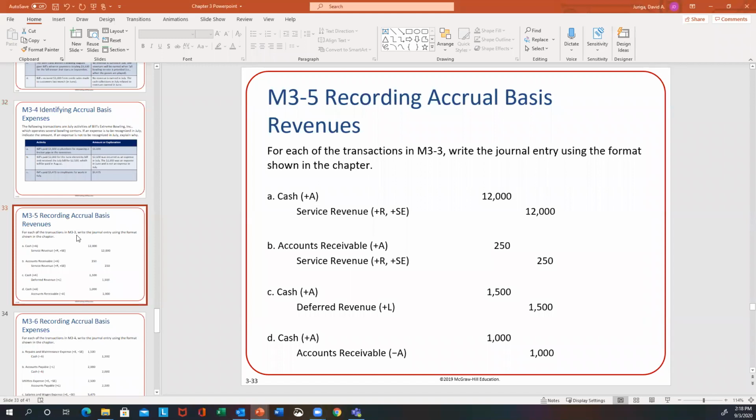So this shows you in terms of journal entries how you would report these. Notice here was just cash revenue, where you're debiting cash, crediting revenue. This was just billing your client, so you got your AR and your service revenue. This was where you were paid cash in advance, so you increase cash, increase deferred revenue, and then letter D is just a collection from that accounts receivable.